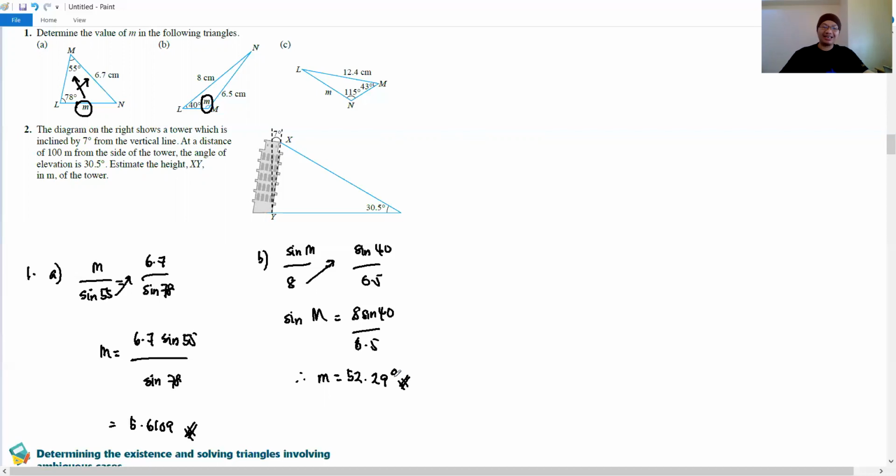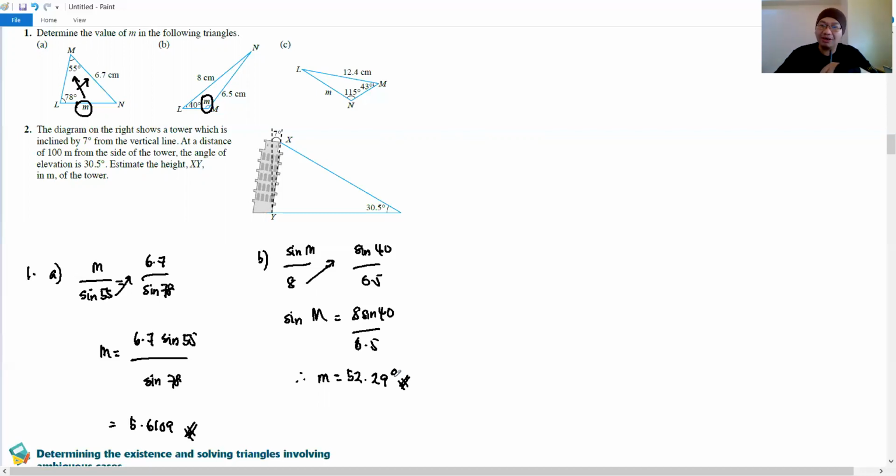Okay, guys, now what do you feel? So easy, as easy as ABC. This is my answer? No. I know most of you say, wow, this is as easy as ABC. No, but this is not the answer for question B. M is not equal to 52.29, even though your calculator shows us 52.29.